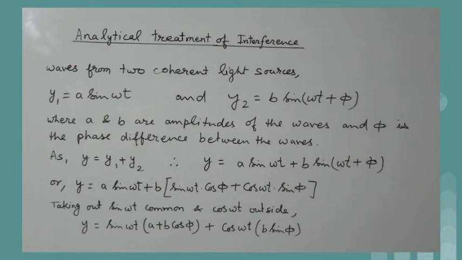The waves from two coherent light sources be represented by y1 = a sin ωt and y2 = b sin(ωt + φ), where a and b are the amplitudes of the two waves and φ is the constant phase difference between the two waves. As you know, this phase is the angle by which the second wave leads the first wave.